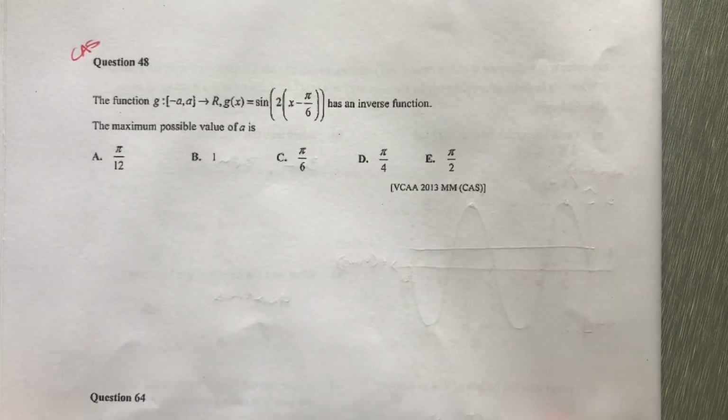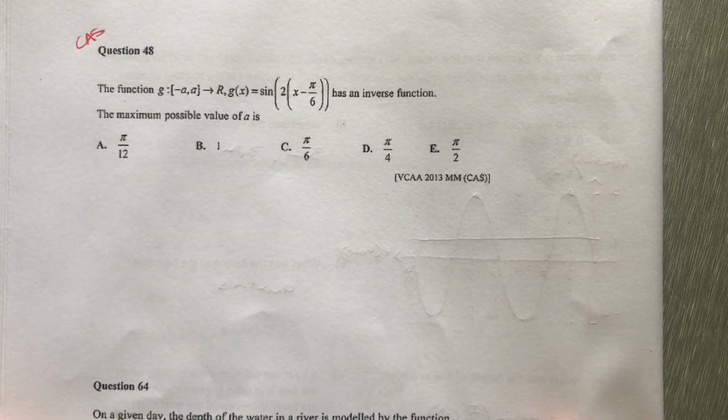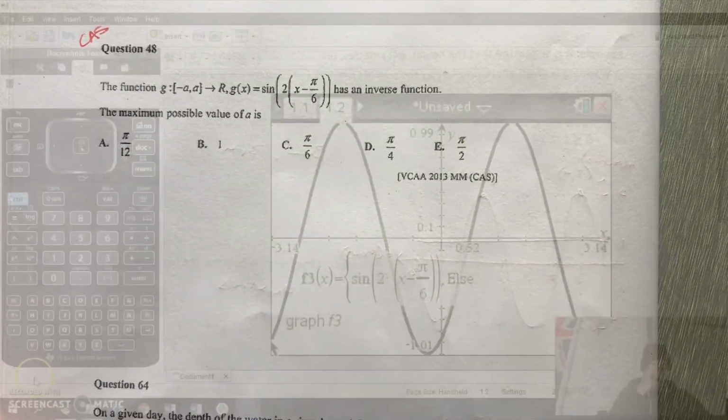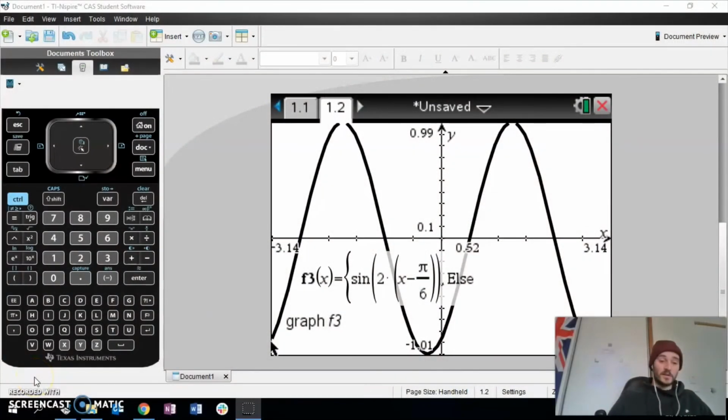Alright, now I am going to go back to this one, except the easiest way to show you is on the CAS. Alright, we'll finish off by doing question 48 by using our CAS. So you've been given a rule there. I've actually sketched that rule, and it's telling us that it has an inverse function, but we want to find out what negative A and A are, so pretty much we want to find the value of A.